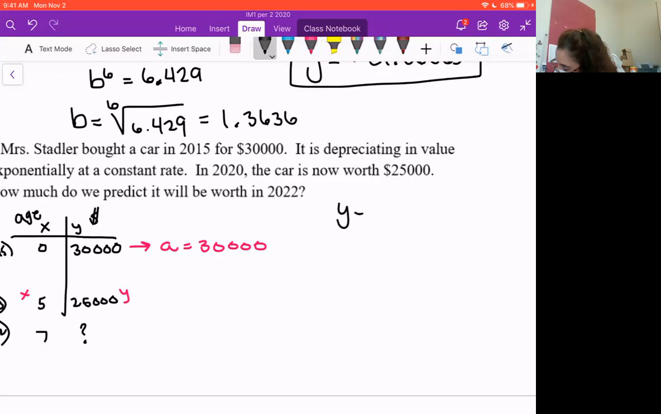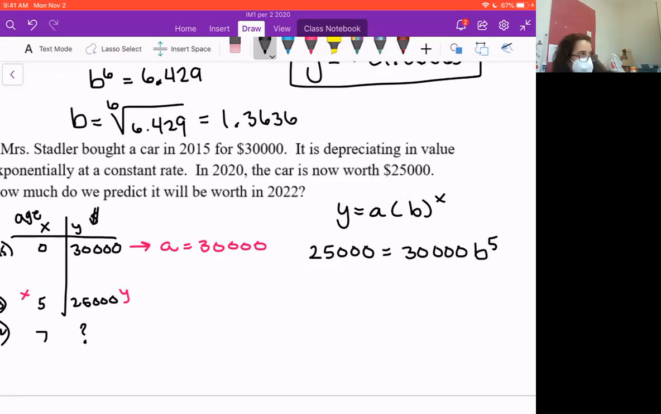So I've got Y equals A times B to the X. And I'm going to put in 25,000 for Y equals A is 30,000, B, I do not know, but my X is 5. Okay. So I know my A is 30,000, and when X is 5, the Y is 25,000. So I have a value of X and Y that have to work in this equation, which means I can now use this equation to solve for B. So I'm going to divide by 30,000.